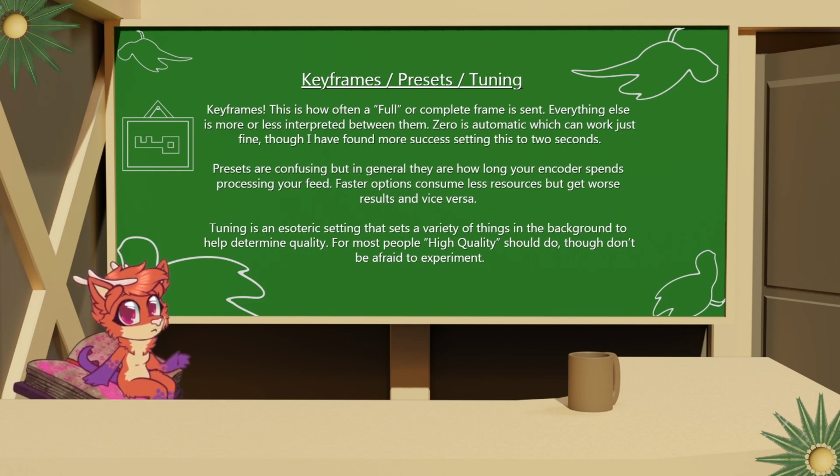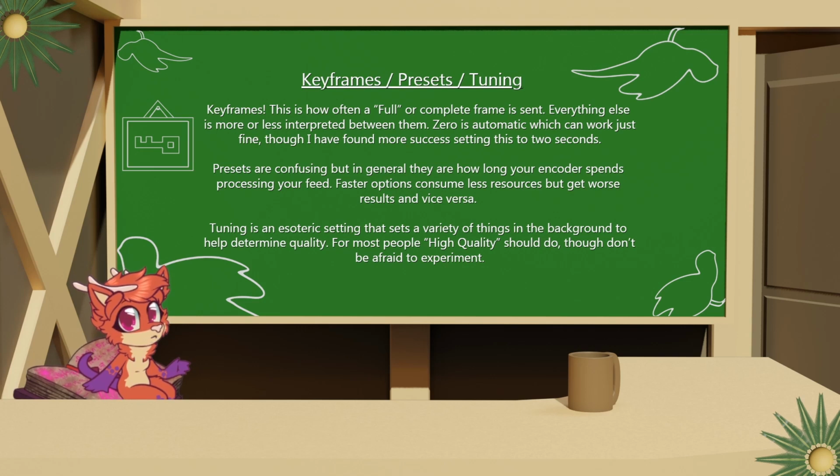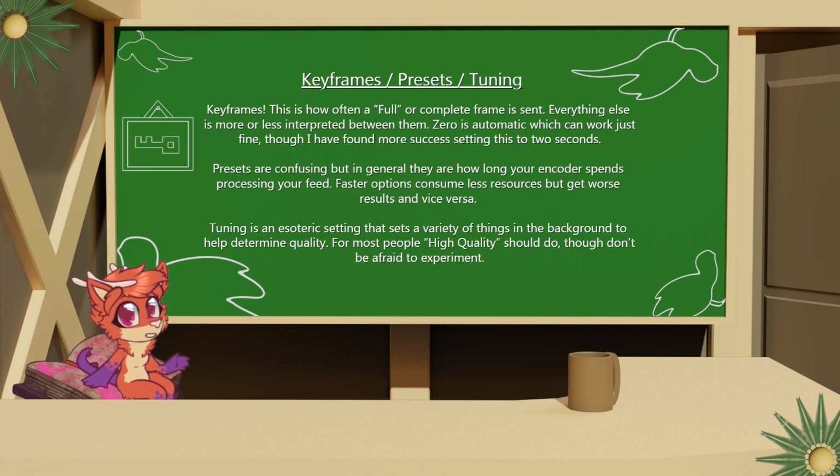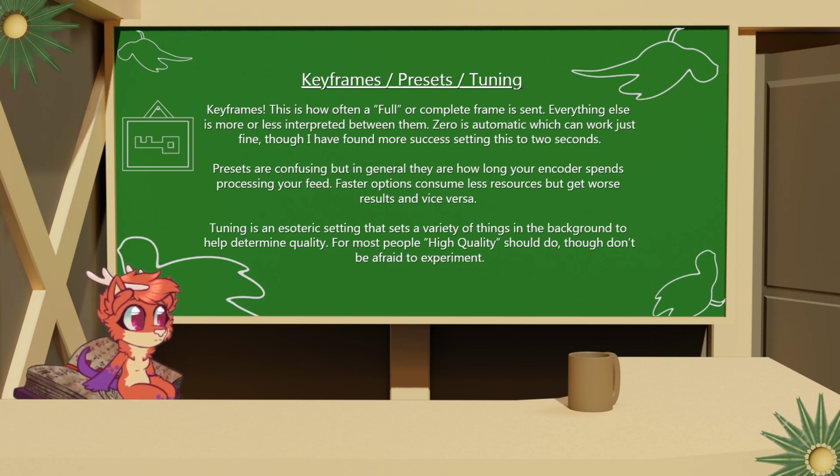0 is automatic, which will work just fine, though I found more success in setting this to 2 seconds. I don't have the time to explain how this works, but in general, your quote-unquote keyframes are the like hammer down, lock in. This is like the best frame that everything's going to take from, and then it begins to kind of blur together after that until it gets to the next keyframe. Having it on automatic is kind of wonky, but it'll be fine for most people, but you'll find a lot of success playing with this.